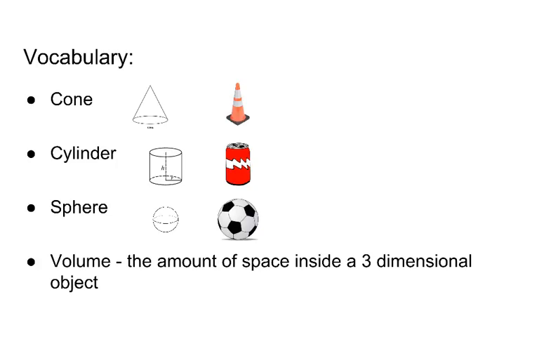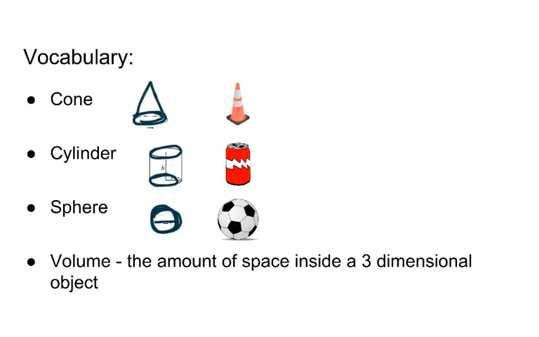Here's some vocabulary. A cone, okay? A cone has a circular base and then comes to a point at the top. Traffic cones are a good real-life example of that. A cylinder has a circle for a base on both ends. That's the difference between a cylinder and a cone. A cylinder has two circle bases and a cone has one. A sphere is a three-dimensional ball, okay, that's circular.